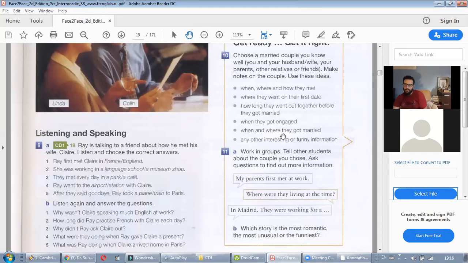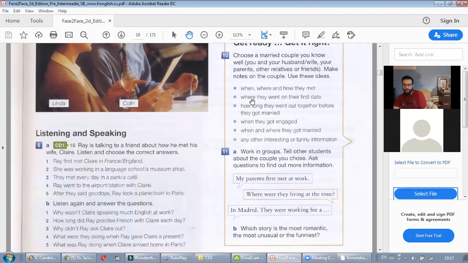Where is their first date? So I think here you have to talk about someone you know. For example, if I want to talk about my friend and his wife, I can say they met when they were in college. They met at the university cafe.